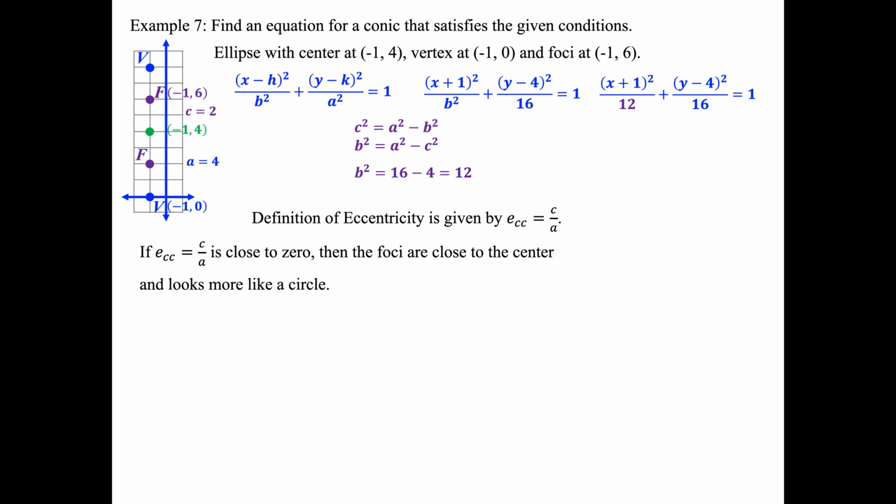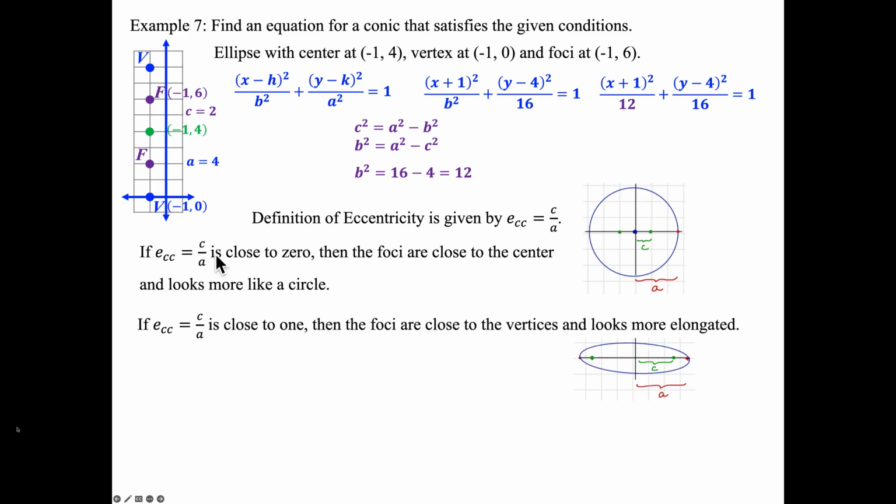Now, we have this thing called eccentricity. It is given by e sub c c, that's just the first 3 letters. It is equal to c over a. Well, since a is the largest value in the ellipse, this fraction is always going to be less than 1. So if your fraction is really close to 0, that means you have a small c value with a large a value, and the foci are close to the center and it looks more like a circle.